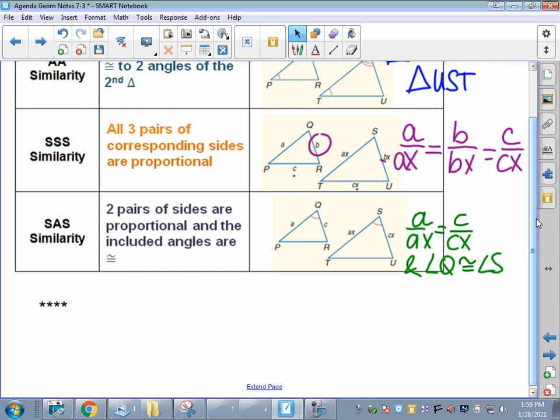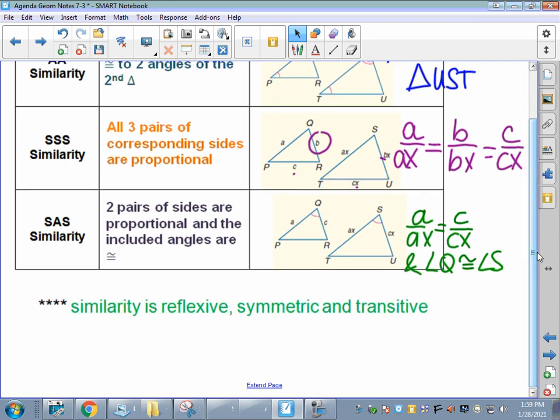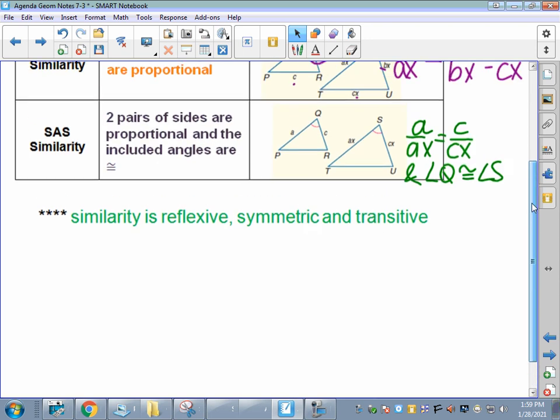All right. And there's one more little thing down here that I want to make sure that I mention. Even though maybe we won't use these things in proofs, similarity is reflexive, so anything is similar to itself. Similarity is symmetric, so if the smaller triangle is similar to the larger, then the larger still has to be similar to the smaller. And the transitive property eliminates the middleman. So if there's three triangles, the small is similar to the middle is similar to the largest, then the small and the largest have to be similar as well.